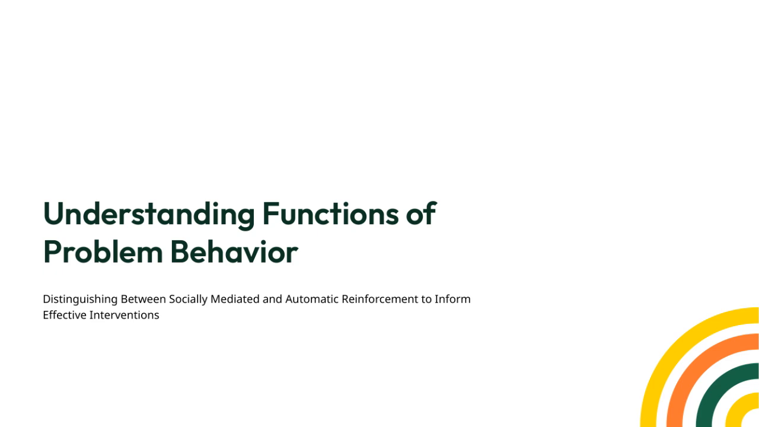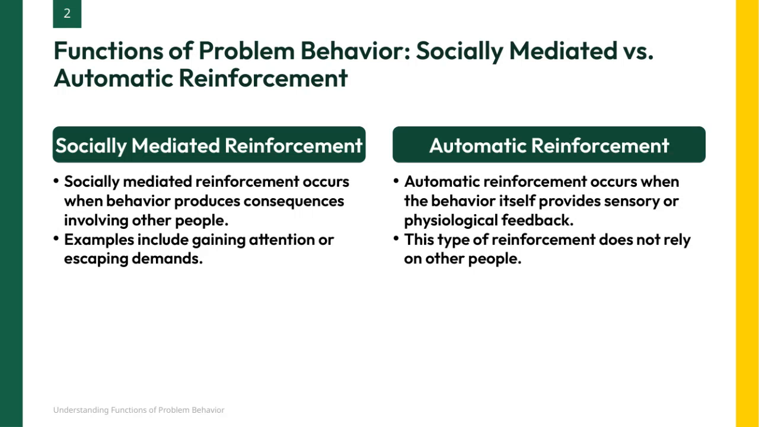Let's get started. When we talk about the functions of problem behavior, it's important to understand two main types: socially mediated reinforcement and automatic reinforcement. Socially mediated reinforcement happens when a behavior results in a reaction from other people. For example, a child might act out to get attention from a caregiver or to avoid a task they don't want to do. These behaviors are directly influenced by how others respond.